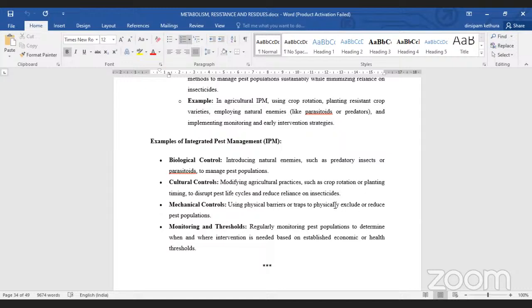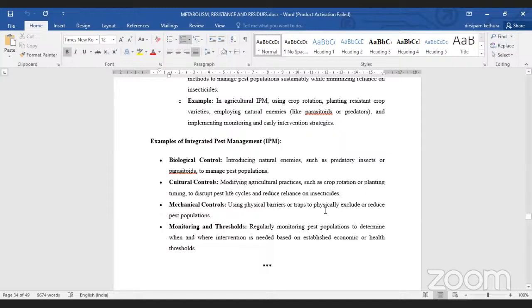Here, we have covered different things under this insecticide resistance: how it gets developed, what are the mechanisms to develop insecticide resistance, what are the factors that contribute to the development of the resistance, what is the genetic basis of resistance, and finally, how to manage the insecticide resistance. We have covered all these things under pesticide and insecticide resistance.